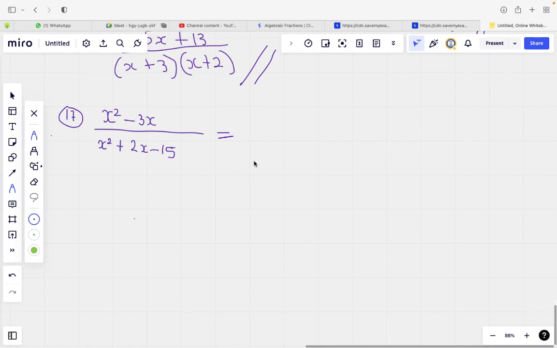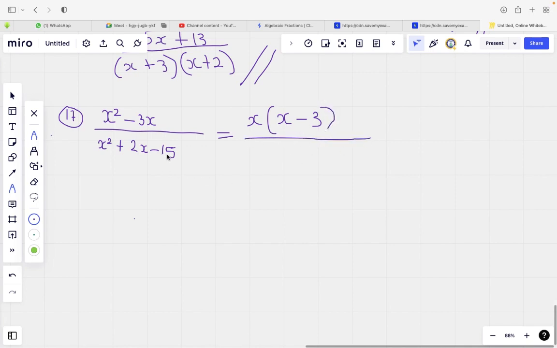Okay, is the answer x over x plus 5? Correct. The answer is x over x plus 5. So we just factorize the numerator. We take x out, and what is left here is x minus 3, because if you take x out here, 3 is left. So we close this bracket over the denominator.